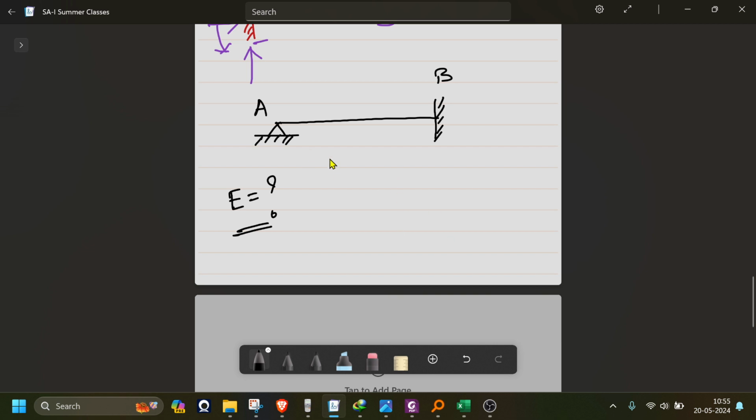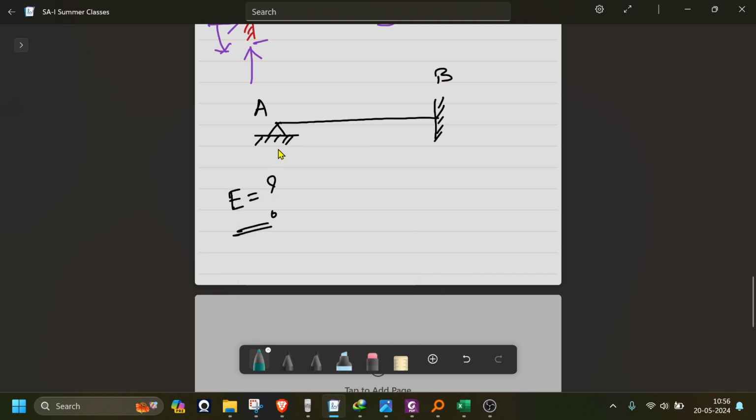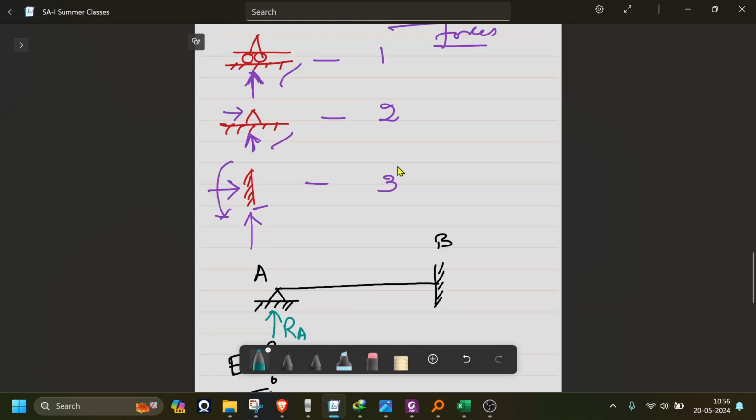Okay, so what is the external indeterminacy for this top cantilever? So how many unknown reactions do we have? We have how many reactions for A, and what about C? I told you, right, for the fixed support how many unknown reactions will be there?